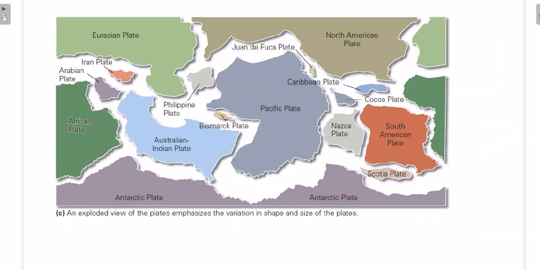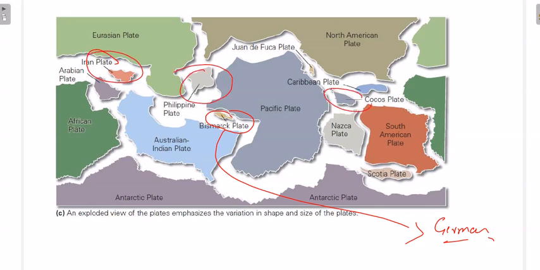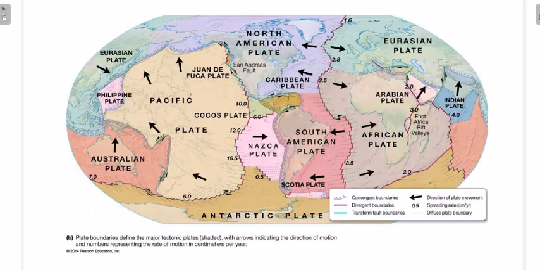okay? And here you can see the minor plates like Bismarck plate. Okay, Bismarck was one of the German leaders. Iske naam pe ye plate ka naam de rakha hai. Then there is Iranian plate, Philippine plate, Cocos plate, Caribbean, Juan de Fuca is very small, and Scotia plate is also very small. Okay, and these arrows show where the plates are moving currently.